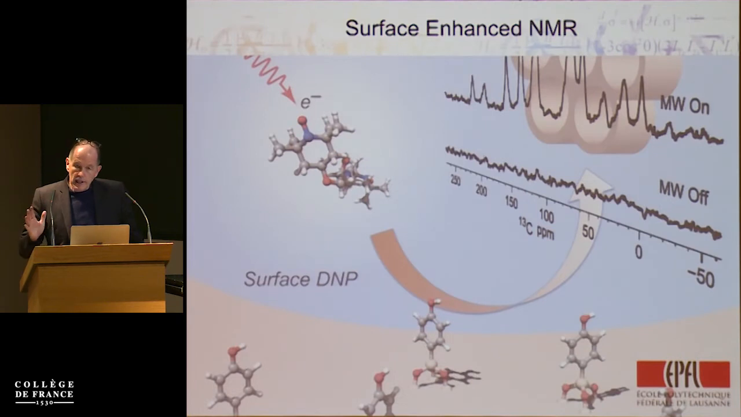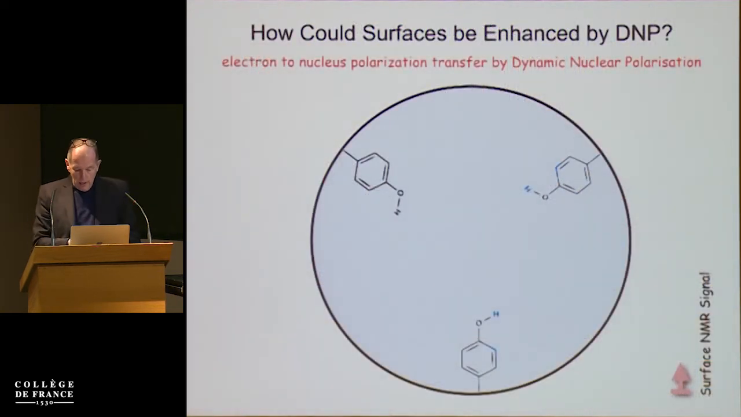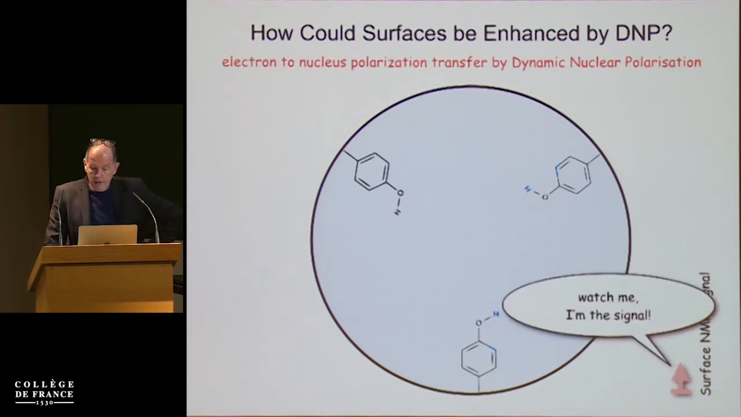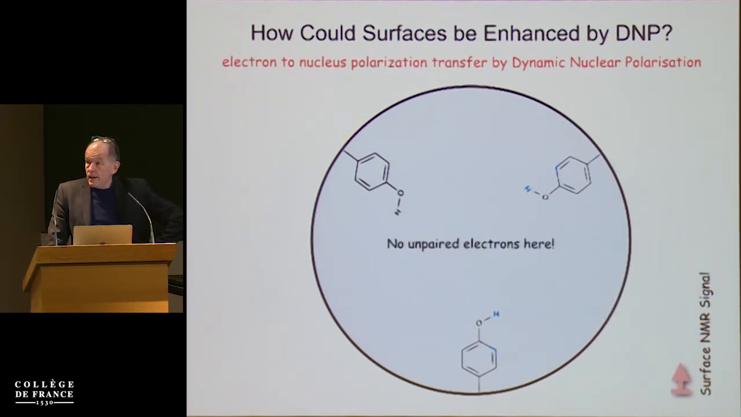So this leads us to the idea of surface-enhanced NMR spectroscopy, and that's one of the key things that we've been developing. How do we do that? Our idea is the following. We'll take a surface or a pore. Here we see a pore with the functional groups. This is where we want to see the NMR signal. This is the signal, it's very small. It doesn't have any unpaired electrons, so we can't do this Overhauser experiment.